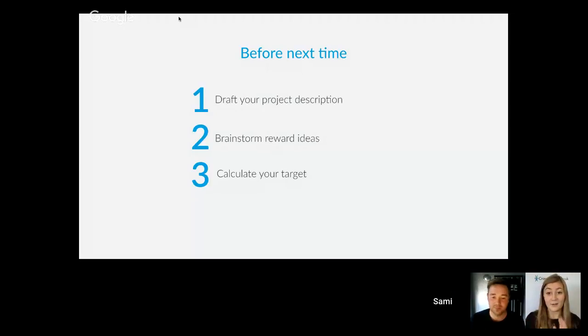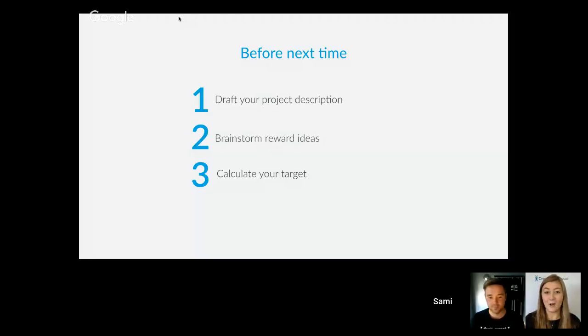So before next time, I would love it if you could go and start drafting your project description. Really good to get a start on this as soon as you can. You can keep going in and out of your project description as many times as you want before you go live. So don't worry that as soon as you start it, it's going to go live really soon and you're not going to have any control. It's really good to get straight in there and have a go.